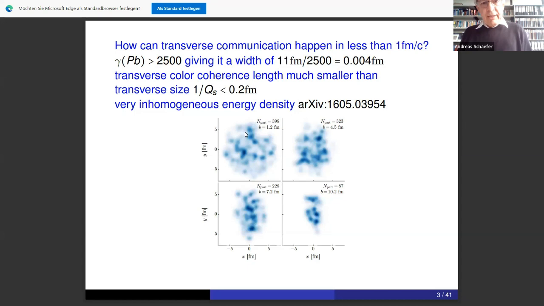And in addition, the energy density of a heavy ion realistically is not at all smooth, but you have large fluctuations like this. Now that is supposed to be a more realistic view. And this is then for more peripheral collisions where this overlap region becomes smaller. So it's kind of surprising that in such a short time, such an inhomogeneous system should at all become homogeneous and thermalized.